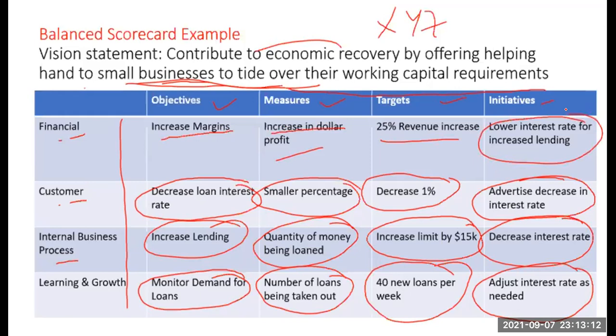So this is a simple example of a balanced scorecard for a bank where the destination statement is to help or contribute to the economic recovery by providing loans to small businesses. Any questions? Is it clear?